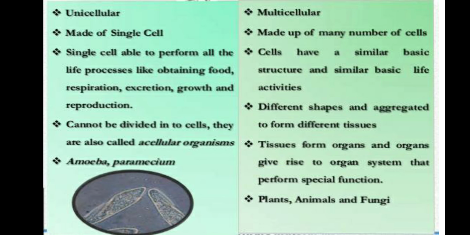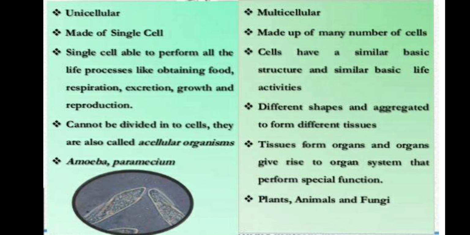So on the basis of number of cells, there are two types of organisms, unicellular and multicellular. The word uni means one and cellular denotes cell. So the meaning of unicellular is single cell, multi means many, and cellular means cell. So unicellular organism is made up of single cell, while multicellular organism is made up of many cells.